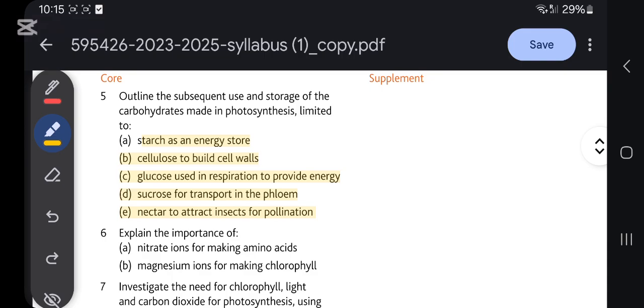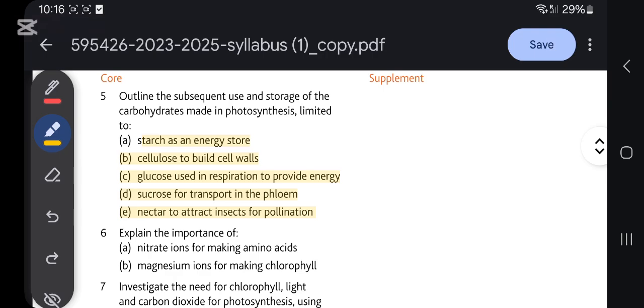Glucose is converted to sucrose for transport in the phloem, and there is a reason for that. The reason why glucose is not transferred in the form of glucose and is transferred in the form of sucrose is that sucrose contains more energy than glucose. It is more efficient for both transport and storage, and glucose is highly reactive, so it is changed to sucrose for transport.